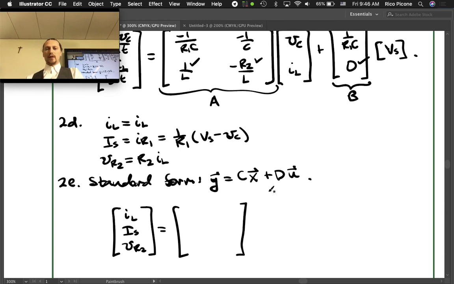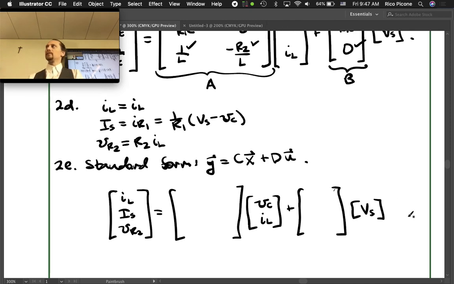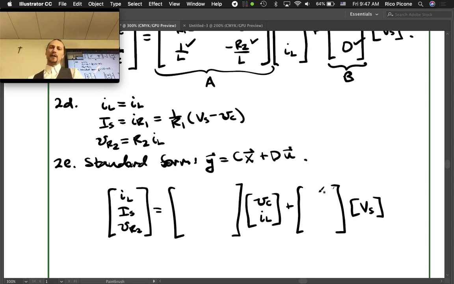And this is a 2 vector, VC and IL, the x vector, plus the D matrix, which has to return a 3 vector when it operates on u. So it has to be a 3 by, and the input is a 1 vector, so it's a 3 by 1, times the input vector, which is VS. Okay. So now we just need to fill in these matrices. This is the C matrix, and this is the D matrix.